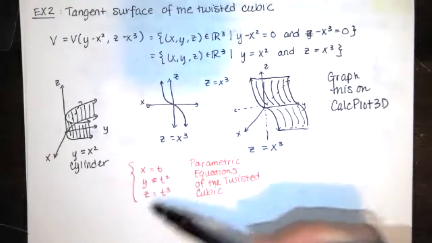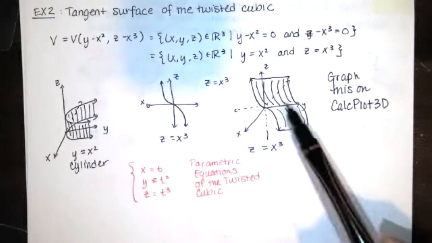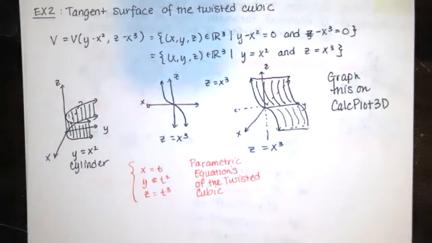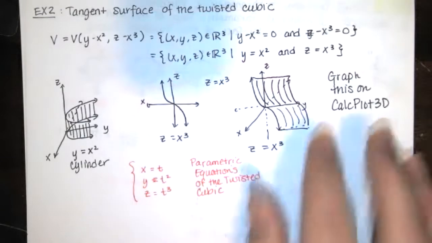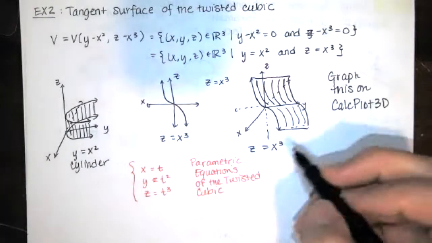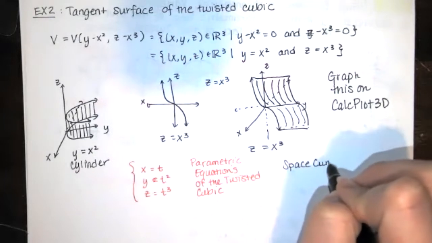We kind of already know what this looks like because we were looking at where this guy intersected with this guy, but I'd like to see it without all of the surfaces sort of blocking our view. So let's look at this in CalcPlot 3D, using the capabilities of CalcPlot 3D to graph a space curve. Now, if you've had Calculus 3, you know that we can graph space curves in this way.